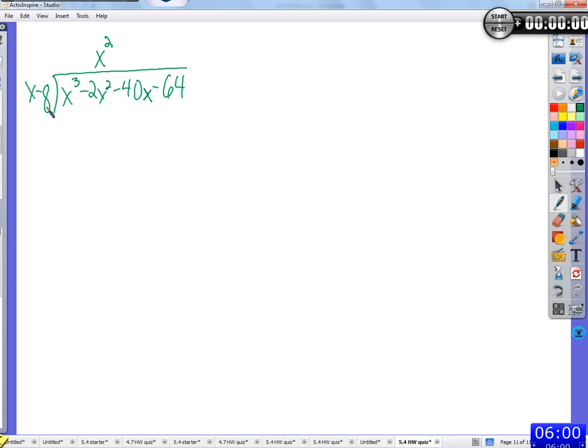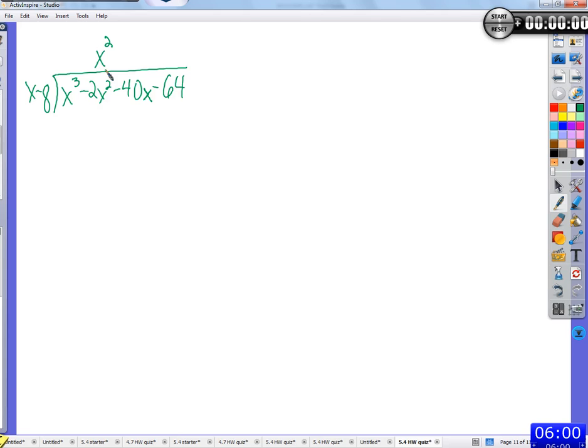Our decisions are very limited. We have to get x cubed. There's only one way to multiply x by something to get x cubed, and that's to multiply by x squared. So now we see that part's definitely got to be x squared because we have to get x cubed when we multiply.